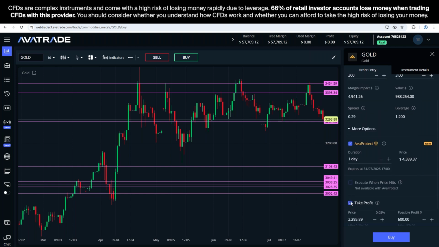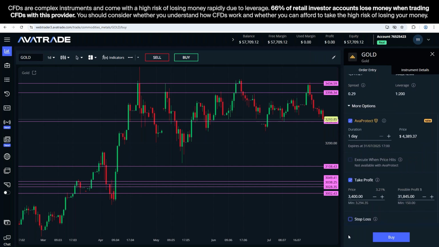So take profit, 3,400, which is well below the all-time high and even below the resistance level that we drew here from about 8 days ago. Now, stop loss, we don't need a stop loss for now until the protection on the trade would be near expiry. You can add a stop loss later.